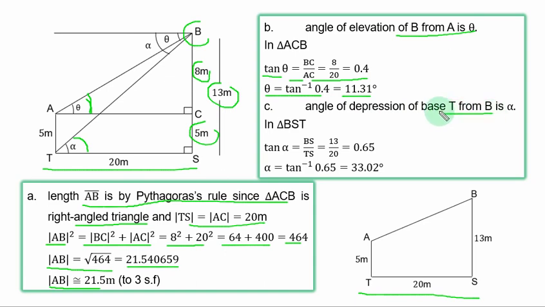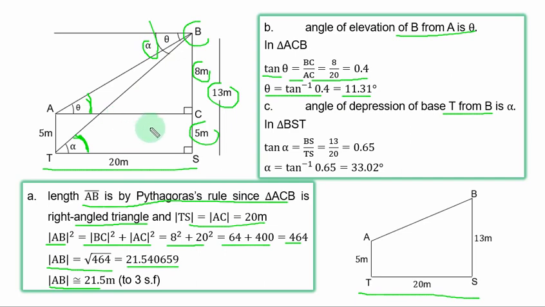C part of the question, angle of depression of base T from B. Angle of depression of base T from B. So you go to B and get that angle, but we can only get it from here. We can get it from here, and it is equal to this one.